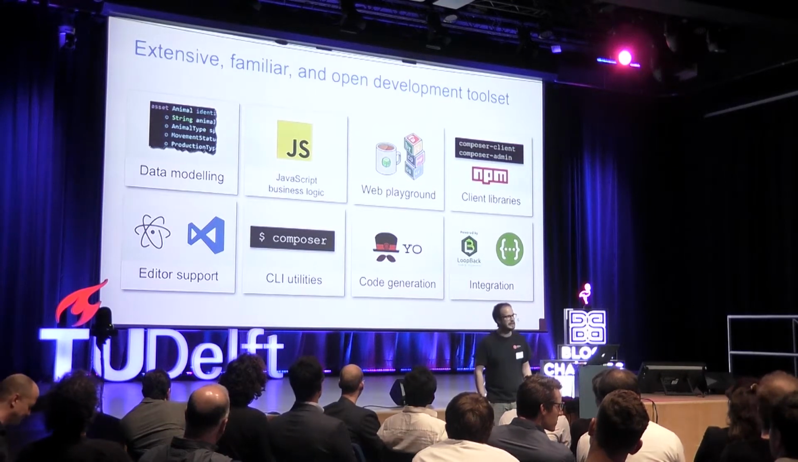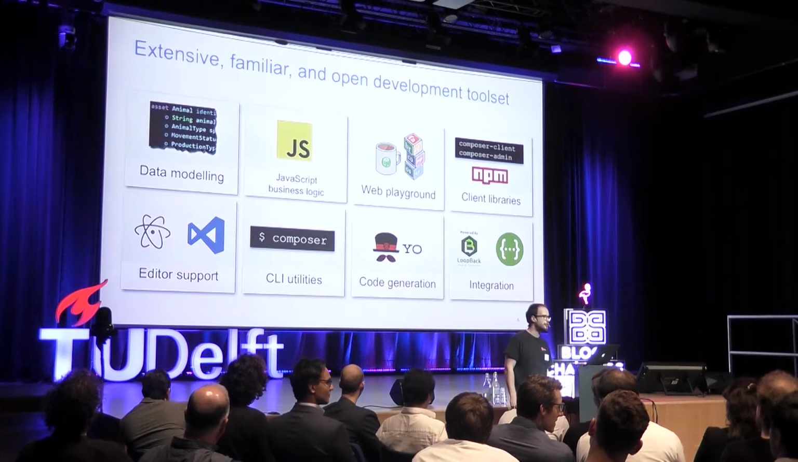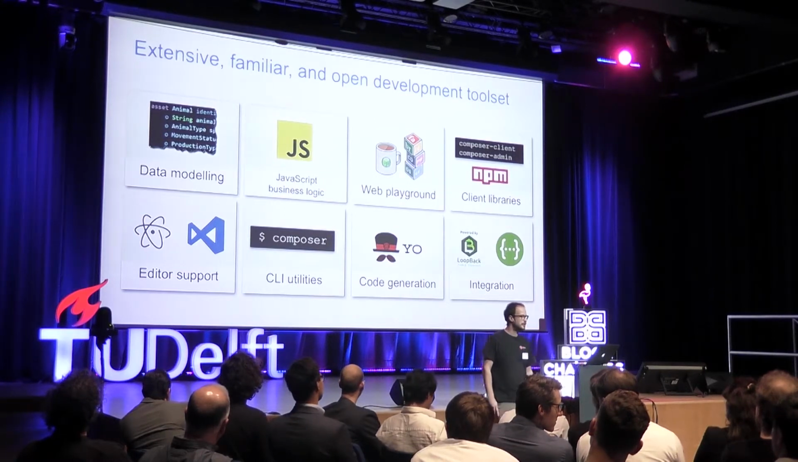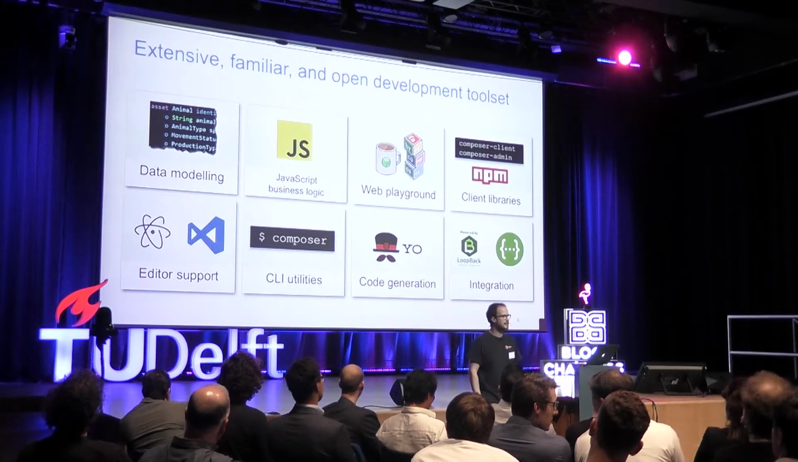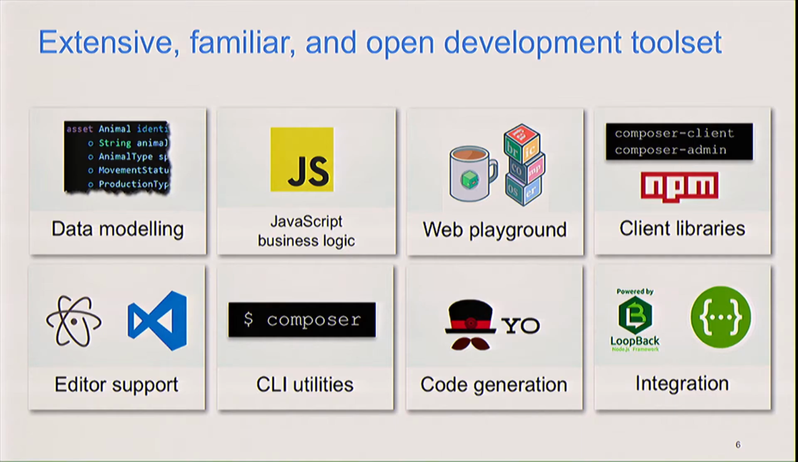We have a data modeling language, which allows you to describe your blockchain business network. We have the ability to write your business logic as just standard JavaScript, which is why I asked the question. Anyone that knows JavaScript can use Composer to build a blockchain solution. We have a web-based playground for learning Composer, trying it out, all from within your web browser. And it's zero install. If you go to the website, you'll find it. You can start hacking on it straight away.